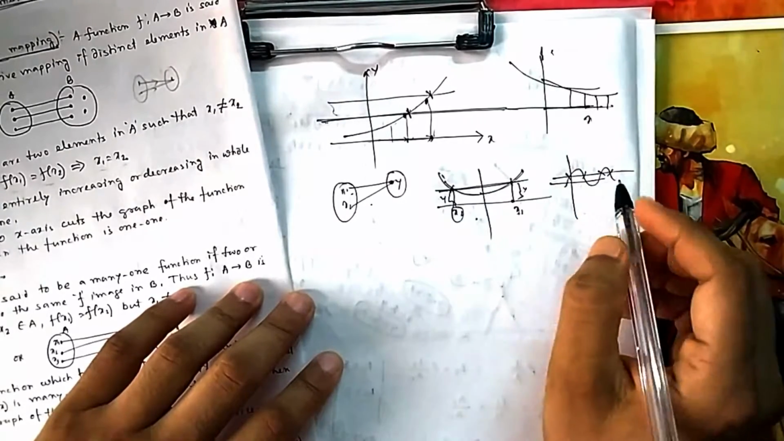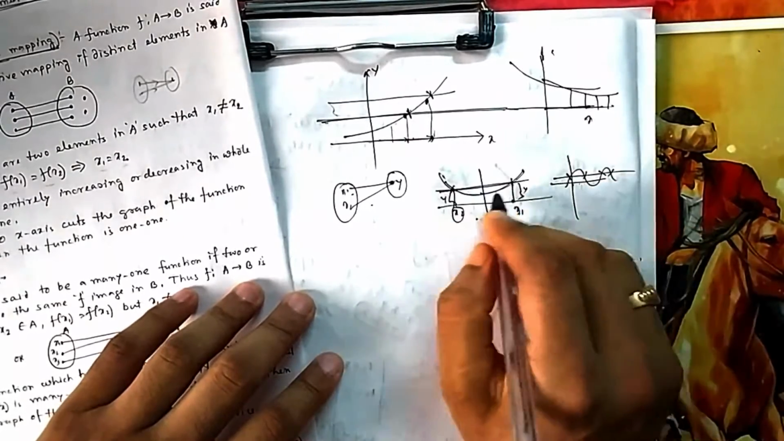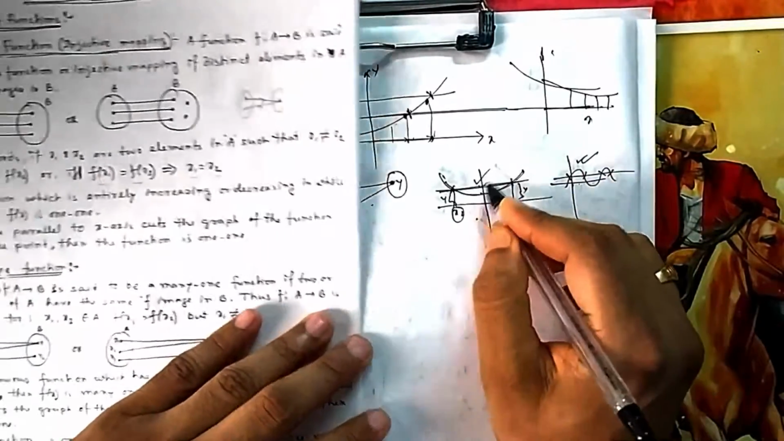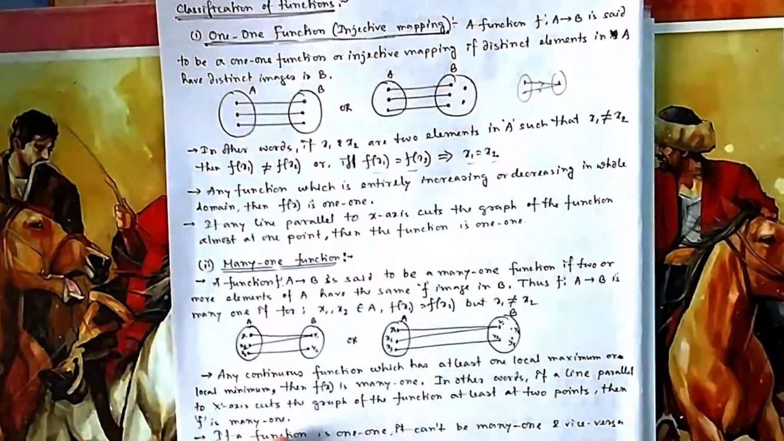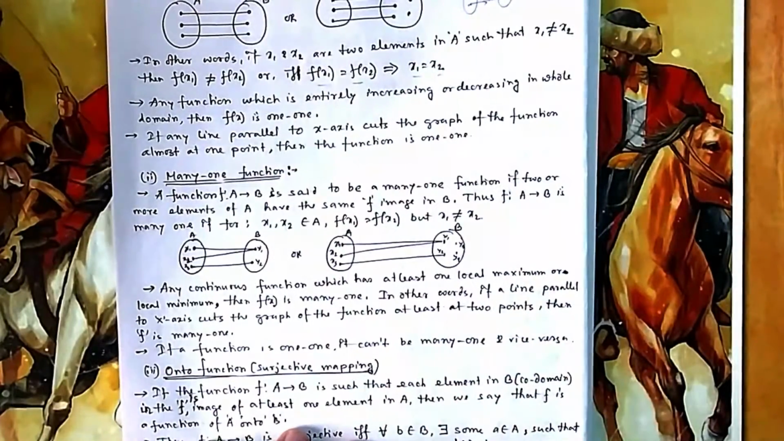There are so many paths it is cutting. For so many angles you have the same output. So that is not one-one, and this is also not one-one. So this is the idea: if any line parallel to the x-axis cuts the graph at most once, then the function is known as one-one.